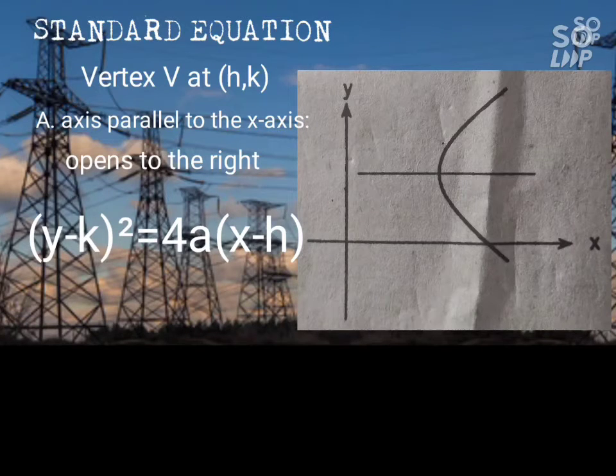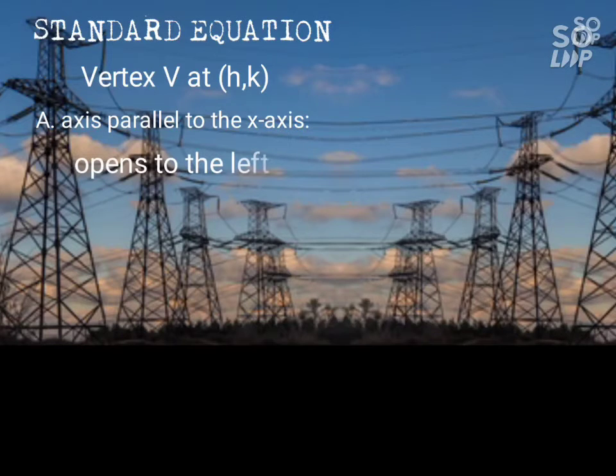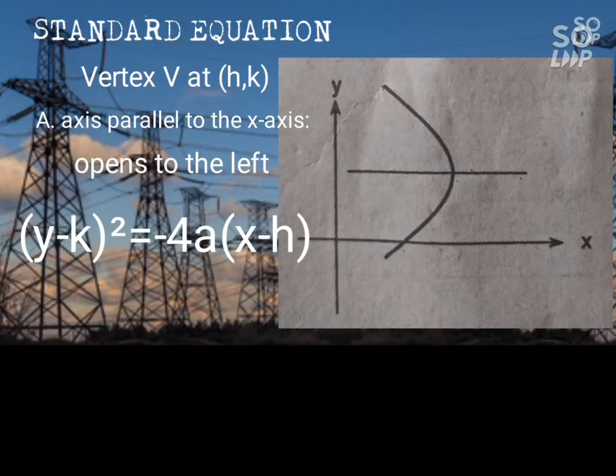Standard equation at vertex (h, k). Axis parallel to the x-axis, open to the right, then the equation is (y minus k) squared equals 4a(x minus h). Along the x-axis, open to the left, then the equation is (y minus k) squared equals negative 4a(x minus h).